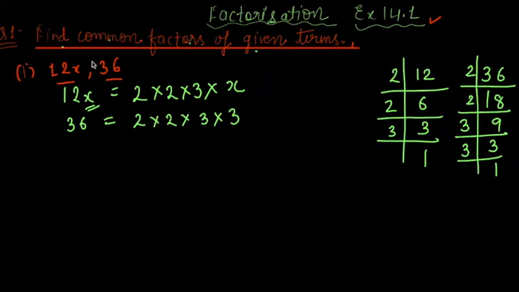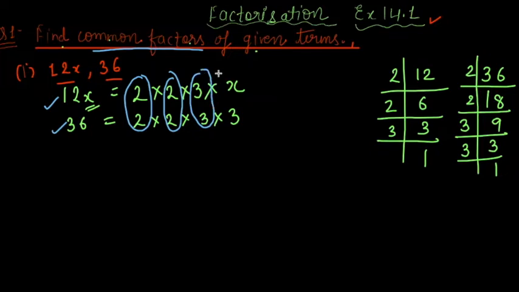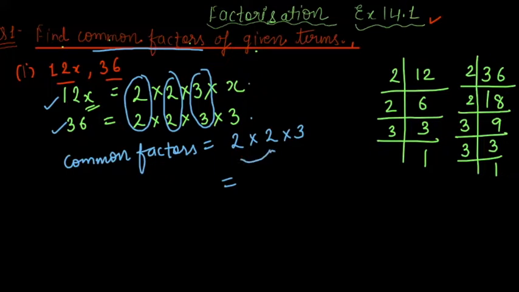You have to find the common factors of these given terms, 12x and 36. You see this 2 is a common factor, another 2 is a common factor, and this 3 is also common in both the terms, but this x and this 3 are not making any combination. So what will be the common factor? 2 into 2 into 3, which gives you 2 twos are 4 and 4 threes are 12. So 12 is a common factor between 12x and 36.